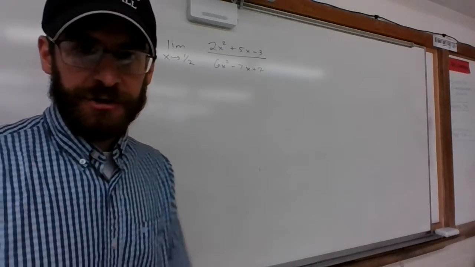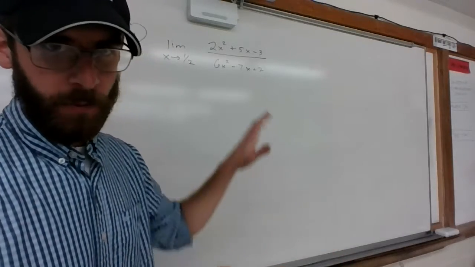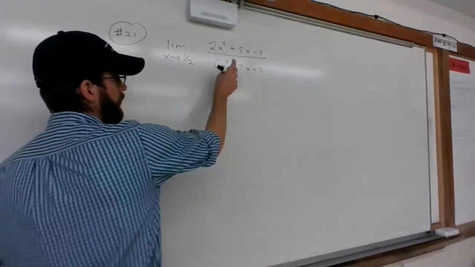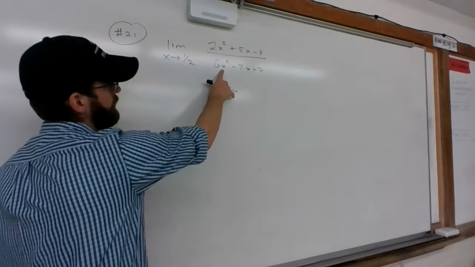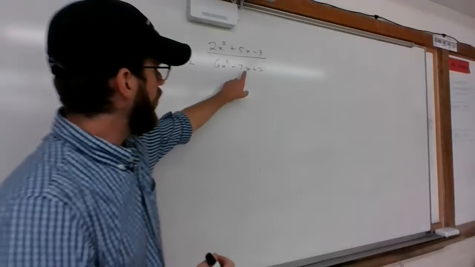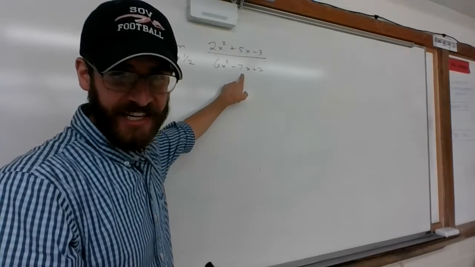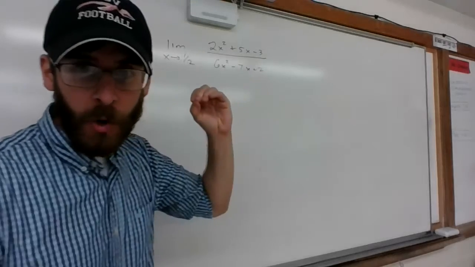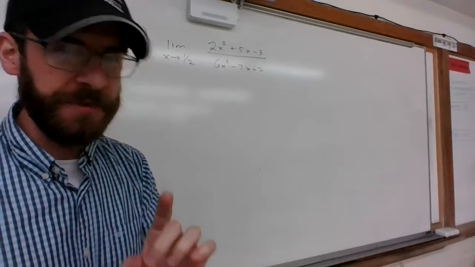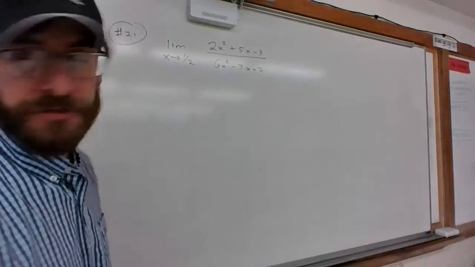So you can start by asking yourself the question, can I plug in 1/2 into the bottom and the top? Well, 1/2 squared is a fourth. A fourth times 6 is 1.5. Half of 7 is 3.5. 1.5 minus 3.5 is negative 2. Negative 2 plus 2 is 0. So the denominator is 0, which means we have to do some algebra manipulation to both the top and the bottom.